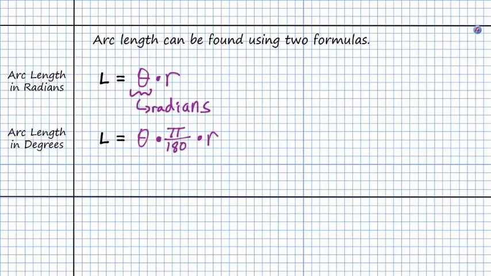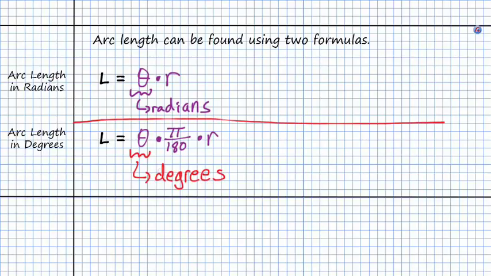So this is if our theta is given in degrees. Make sure that you know what unit you're working in again. We're using our degrees and we're using our radians again. Remember, they're both just different ways to measure a central angle.